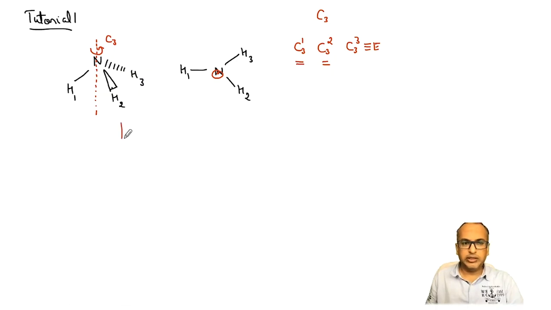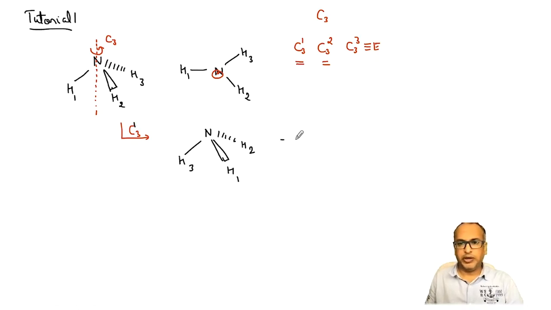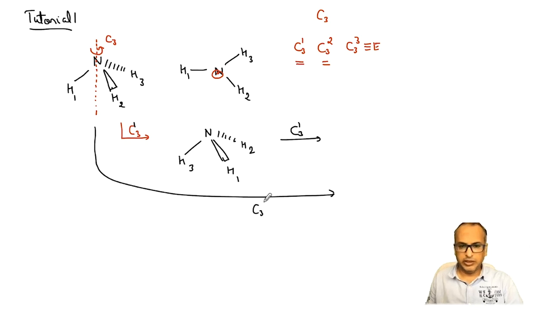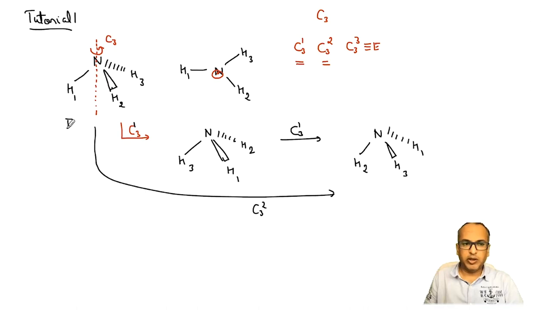Let's do C3 onto this. All the rotations will be anti-clockwise. You do get an equivalent configuration, but the numbers are now shifted. 1 moves to this position, 2 moves to this position, 3 moves to this position. This is C3 to the power 1. Now I do C3 again, so this operation will be C3 to the power 2, and again 1 moves here, 2 moves here, 3 moves here.